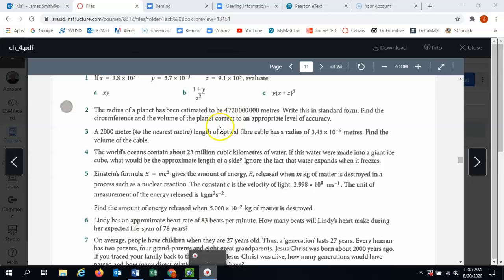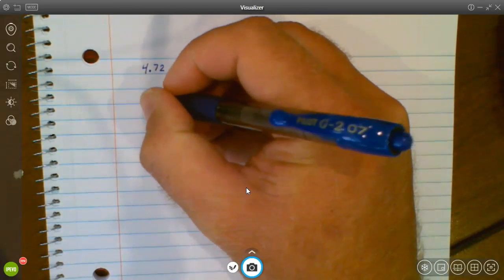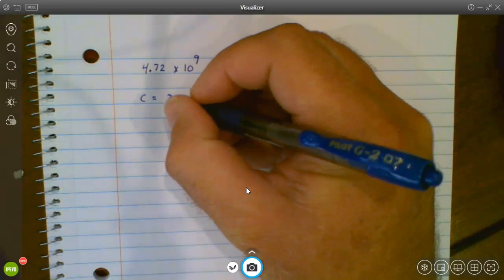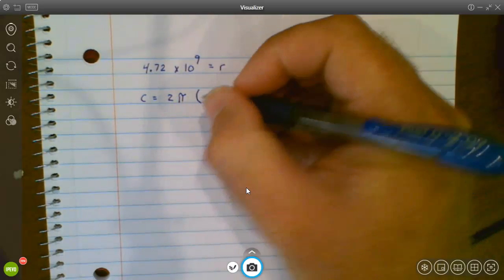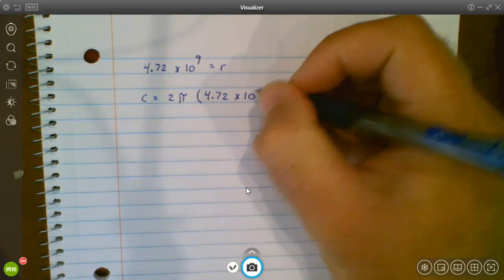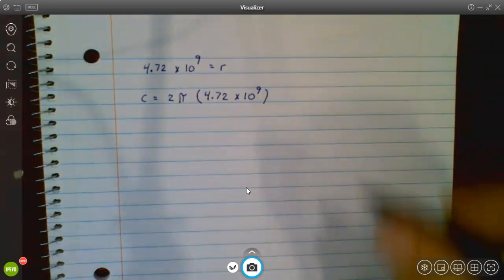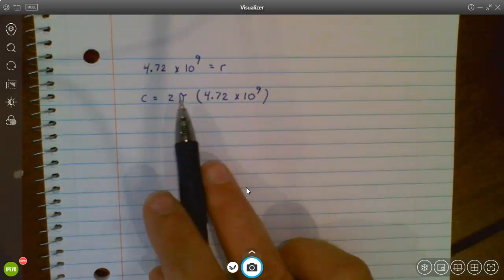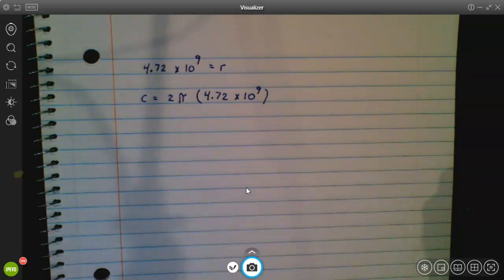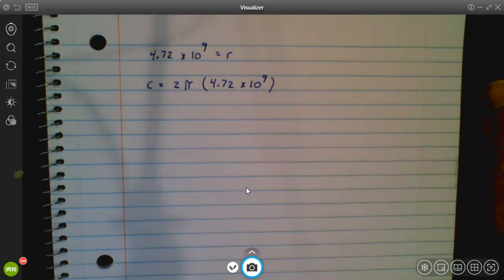So that's the radius. So if I plug it into our formula for circumference and volume, it will look something like this. If that's the radius, the circumference is going to be, let's see, 2 pi r. So 2 pi, and then my radius, which is 4.72 times 10 to the 9th. And you don't need a fancy calculator for this. Any calculator should be able to handle those values. So if you just hit this times this times this times this to the 9th power, you should get the right answer. Any basic calculator should be able to handle that.